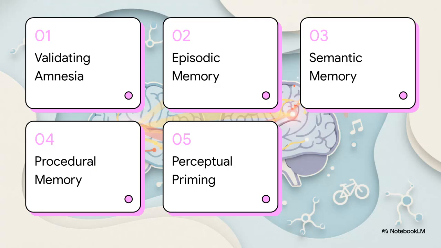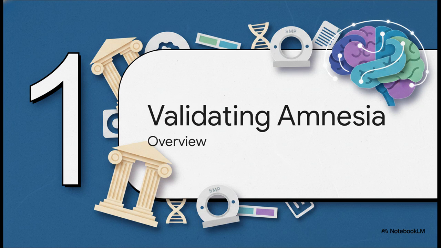Here's our quick roadmap for today. 1. Overview validating amnesia with neuroimaging. 2. Episodic memory, encoding and retrieval. 3. Semantic memory, knowledge retrieval. 4. Procedural memory, motor learning. And finally, 5. Implicit memory, perceptual priming. All right, let's jump straight into Section 1.